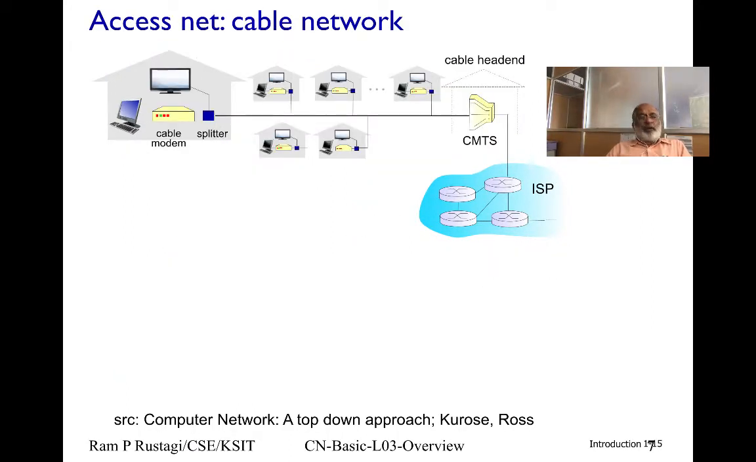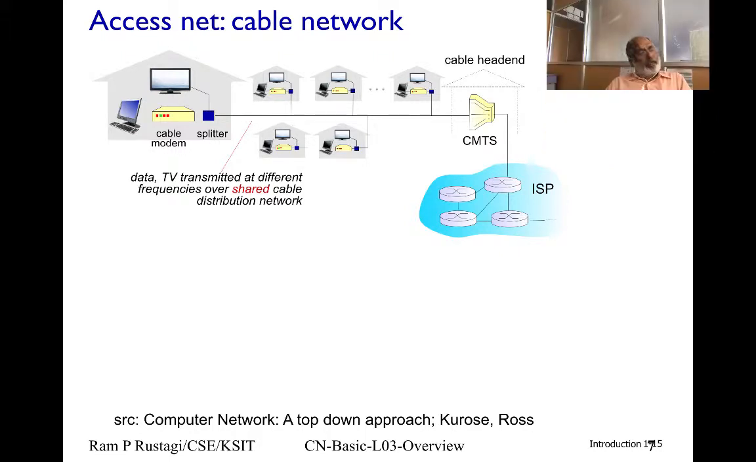The other access network is called cable network technology, which you will very rarely find in India. It's available in Europe and the US. In fact, I had cable access for quite a long time. My cable used to give me a phone line, internet, and also TV. I used to get all three from my cable network and it worked fine.